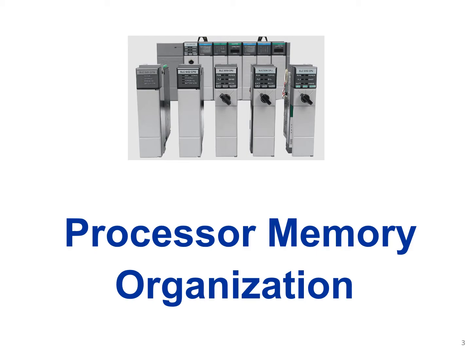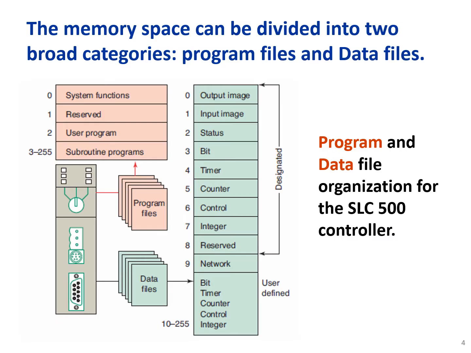Processor memory organization. The memory space can be divided into two broad categories, program files and data files. So you could see program files and data files. Program and data file organization for the SLC500 controller could be seen in this picture. All of the examples in this lecture are based on Allen Bradley PLCs, but the same organization could be found on other types of PLCs.